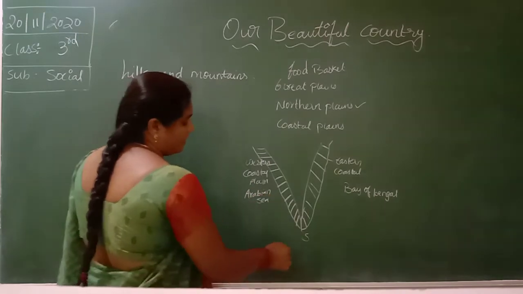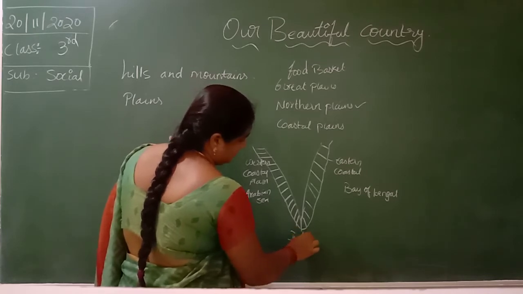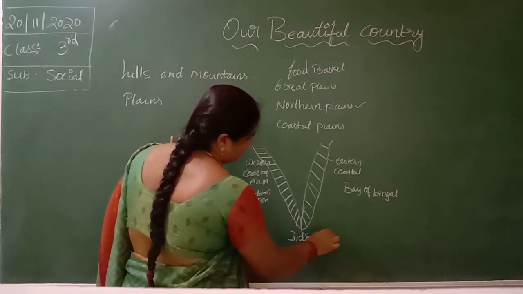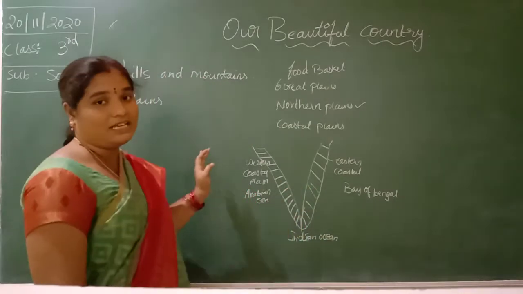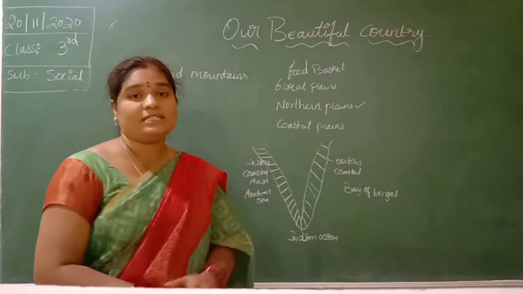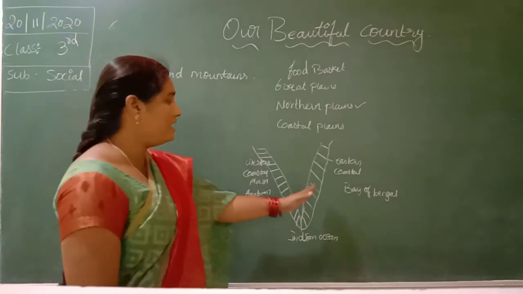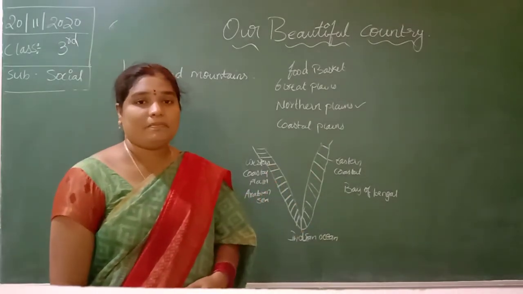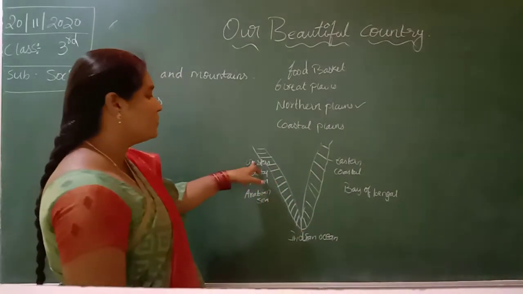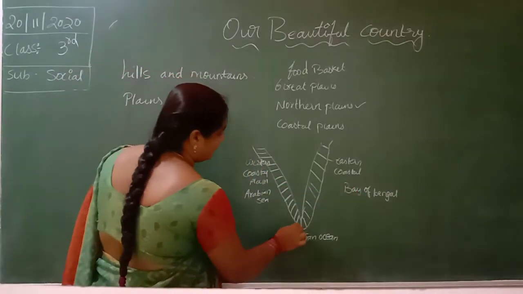In the south it is the Indian Ocean. The land area which is towards the sea, towards the water bodies, is known as the coastal plains. The lowland which is close to the water bodies is known as the coastal plains. Both the western coastal plain and the eastern coastal plain meet at Kanyakumari.